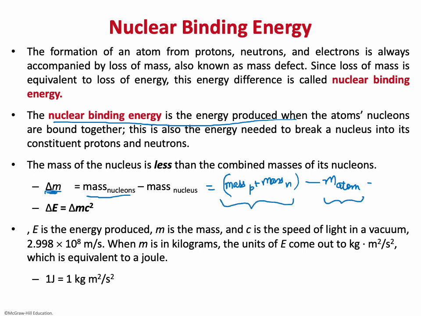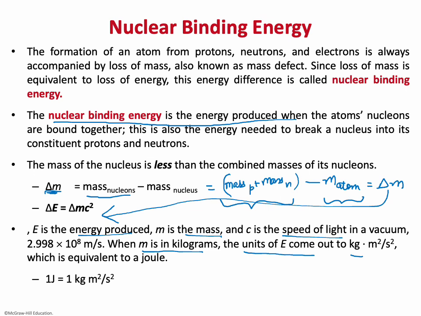The difference is called Δm, and you find that Δm and plug it into this formula, where E is energy, m is mass, c is the speed of light. m should be in kilograms, and the unit of E will be kilograms times meter squared per second squared. Okay, and when you get this, know that 1 kg m²/s² is equal to 1 joule.